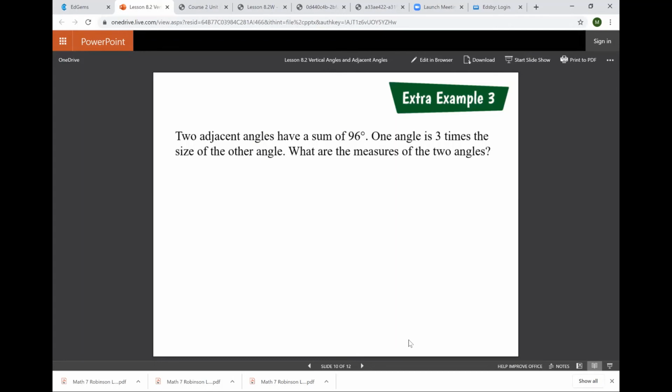Okay, so 2 adjacent angles have a sum of 96 degrees. So again, that means I'm about to draw my angles. And remember, just try it out to practice. Use your protractor. So I know that a 90-degree angle looks like if I take my finger and my thumb.